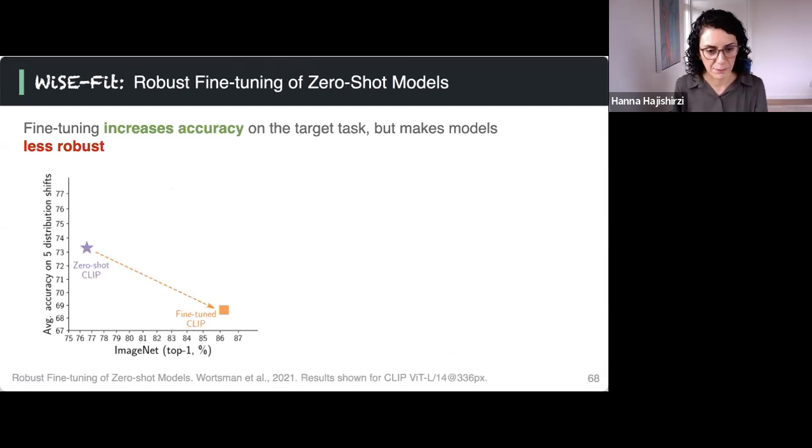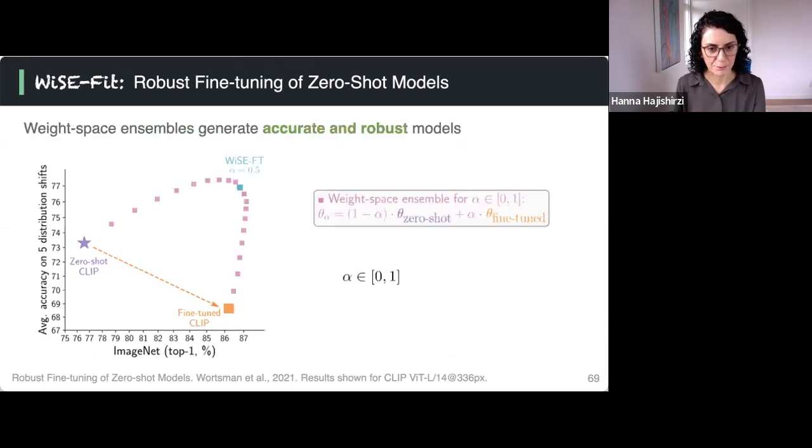Let's show this pictorially. We use CLIP. Zero-shot CLIP is robust. When we fine-tune the CLIP model, it achieves high accuracy over ImageNet, but it is definitely less robust. Look at the drop in robustness accuracy. WiSE fine-tune proposes to interpolate the weights between zero-shot CLIP and fine-tuned CLIP using an alpha parameter. The results show this curve that is both robust and has high in-domain performance. Look at the top part.